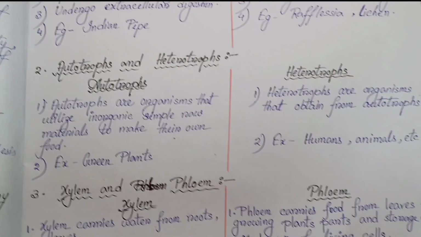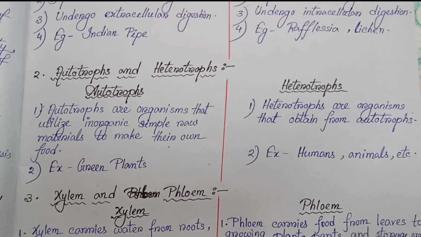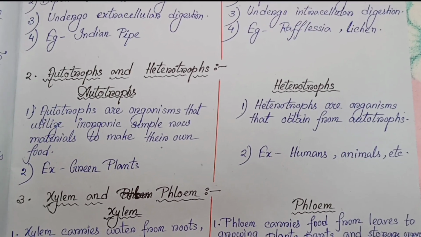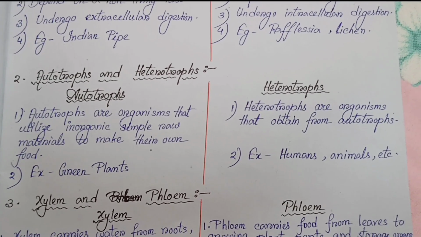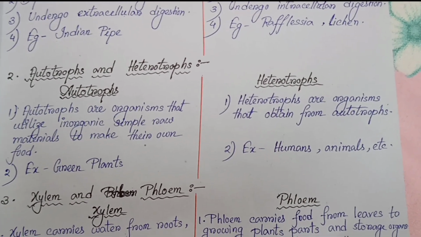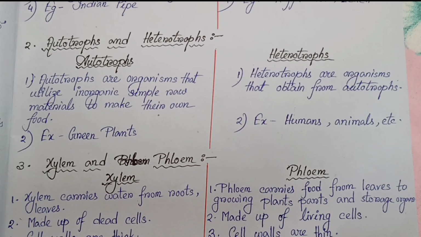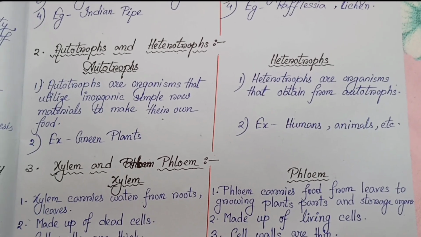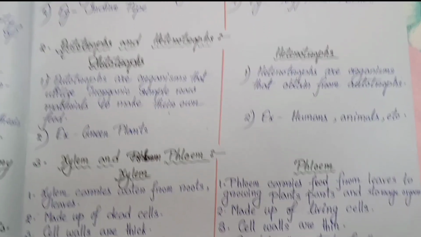Number 2, differentiate between autotrophs and heterotrophs. Okay, number 1, here autotrophs are organisms that utilize inorganic simple raw materials to make their own food. Number 1, there heterotrophs are organisms that obtain food from autotrophs. Number 2, here example of autotrophs, green plants, and examples of heterotrophs, humans, animals, etc.